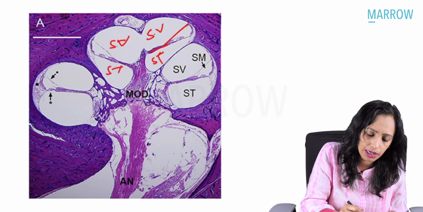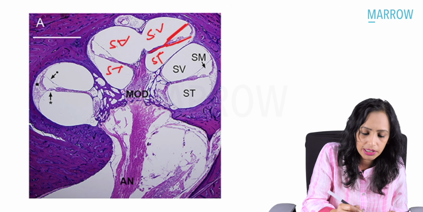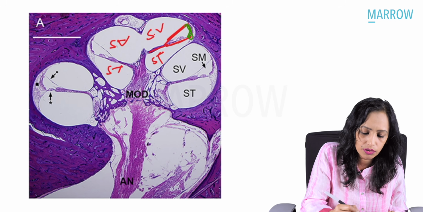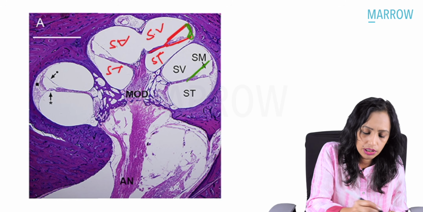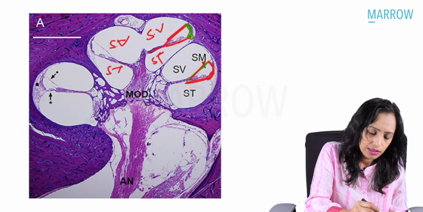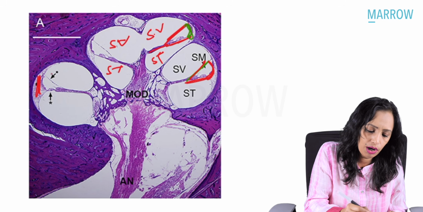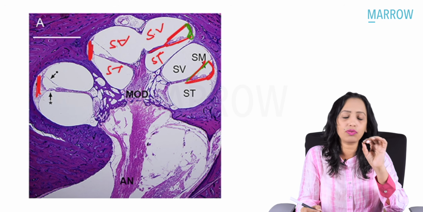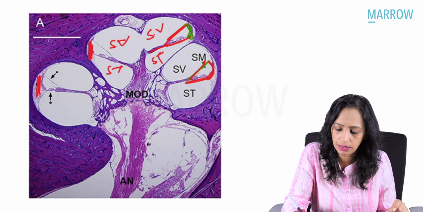In the center is the media, where we have the Reissner's membrane, the basilar membrane, and laterally we have the stria vascularis. Yes, so Reissner's, basilar, and laterally the stria vascularis. Same for all. In all, we will have the stria vascularis. So stria vascularis will not be limited only in the basal turn, right?